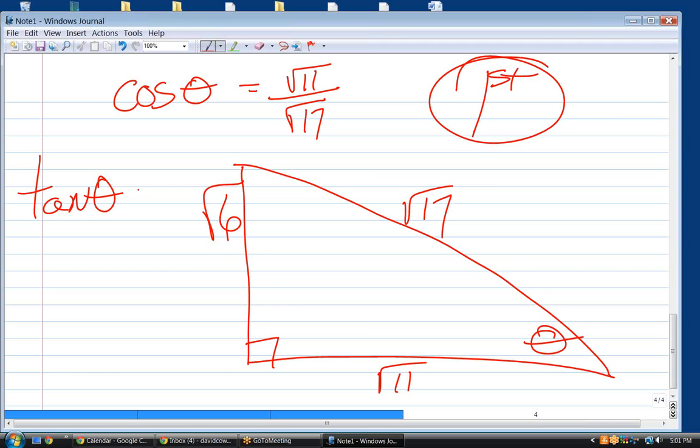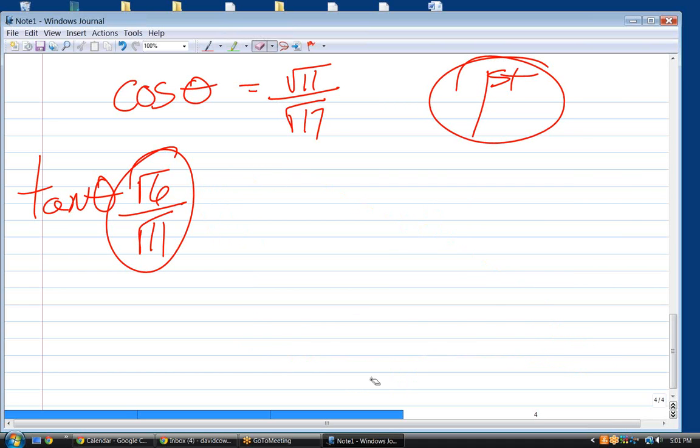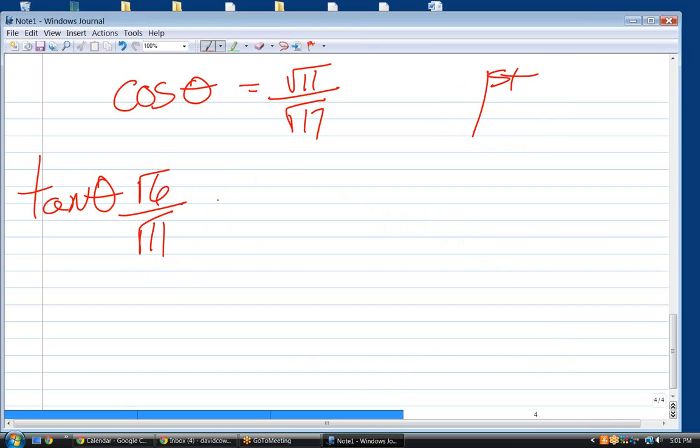It would be square root of 6 over the square root of 11. Yeah, but there's a problem with that. What do we have to do to that? Got an irrational number in the denominator. Oh, okay, so then you would have to multiply by the square root of 11. You'd multiply top and bottom by square root of 11.